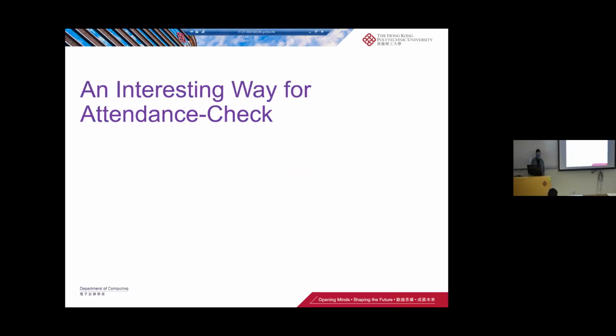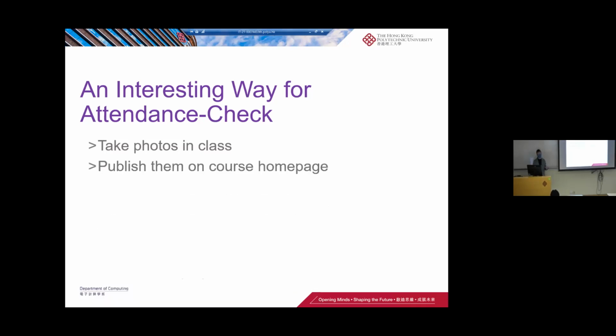We have to make it interesting. The idea is, at that time, because it's something like 10 years ago, I have to mention, the facial recognition was not reliable like today. So we came up with the idea to do the attendance check, because I don't want to do the roll call, it takes time. So I take a photo in each class, and I publish that photo on the course homepage.